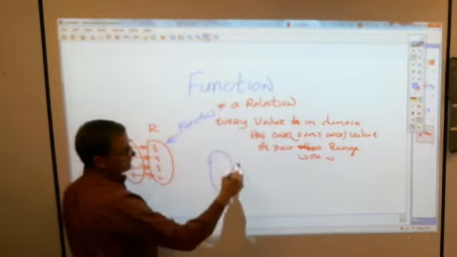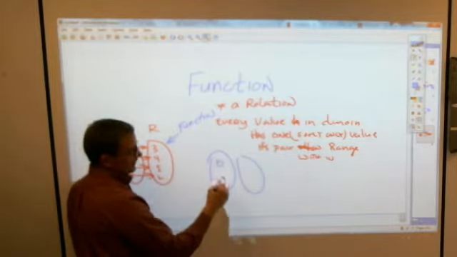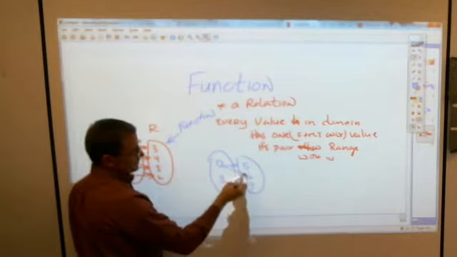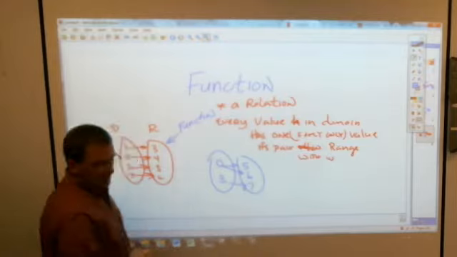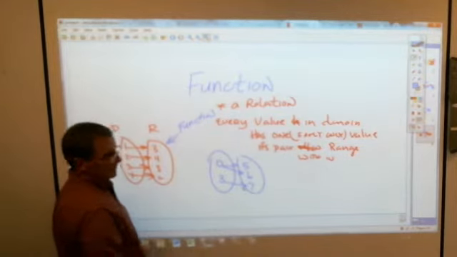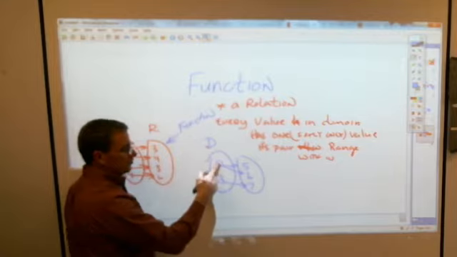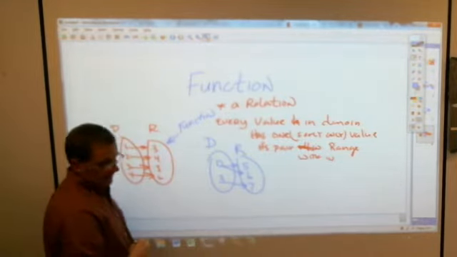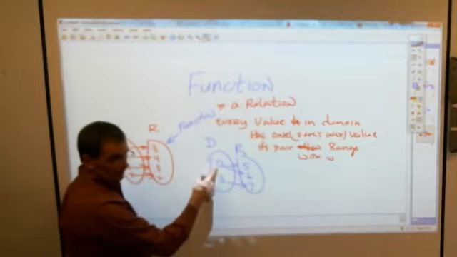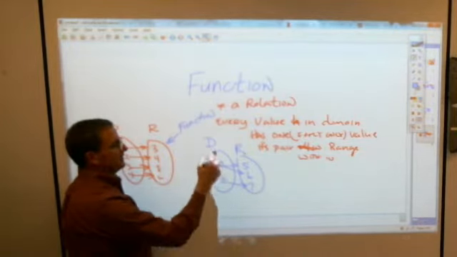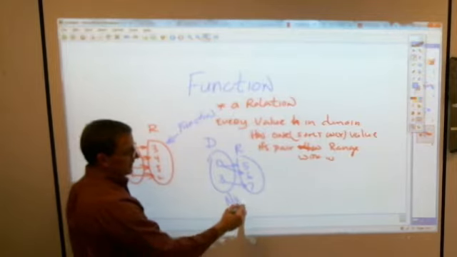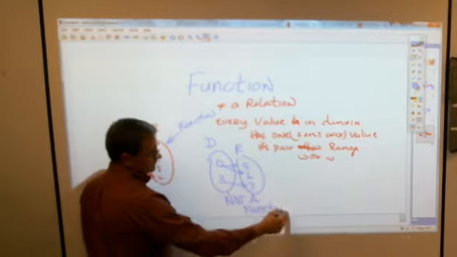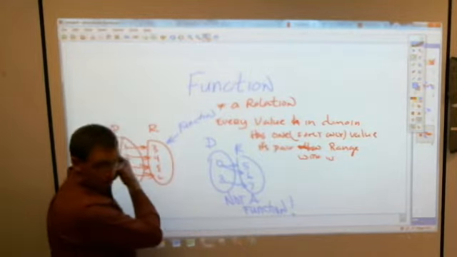Looking at another one. Let's say I've got 0 and 3, and I have 5, 6, and 7. 0 goes to 5, 0 goes to 6, 3 goes to 7. This is not a function because one thing in the domain gives you two things in the range. Got it? There are two arrows coming off of one of the numbers. That can't happen. This is not a function. It cannot have that. Just know that.